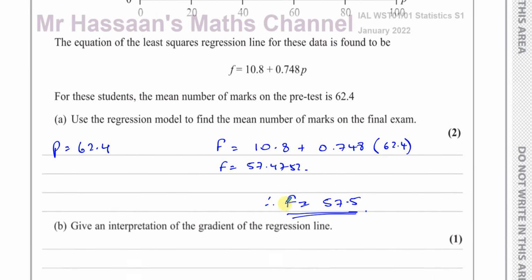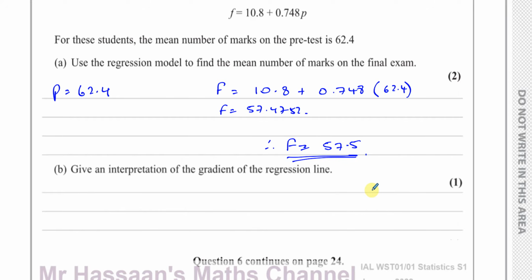Then part B says, give an interpretation of the gradient of the regression line. So the gradient is equal to 0.748, and here the regression line is F against P. So basically it's the change in F, the rise over the run, so the change in F divided by the change in P.